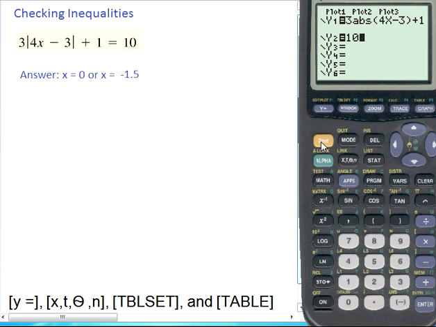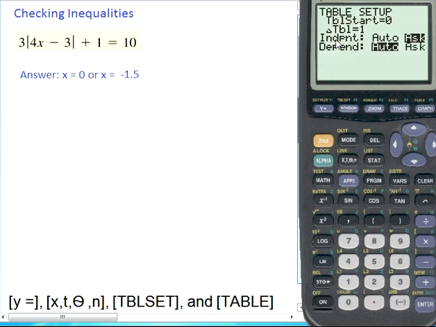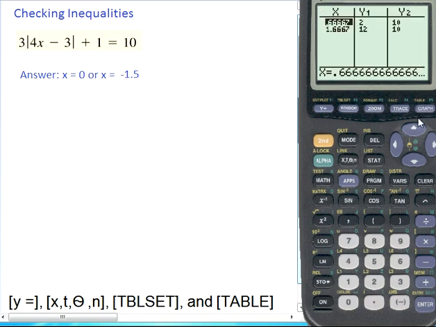The second thing we'll do is check table set to make sure that independent is set to ask. And then the third thing is to go to table, delete anything that's in there, and enter your first answer, which is 0, and it should make both sides equal. It does. Makes the left side equal to 10 as well as the right, which was 10. And then your next answer is a negative 1.5.